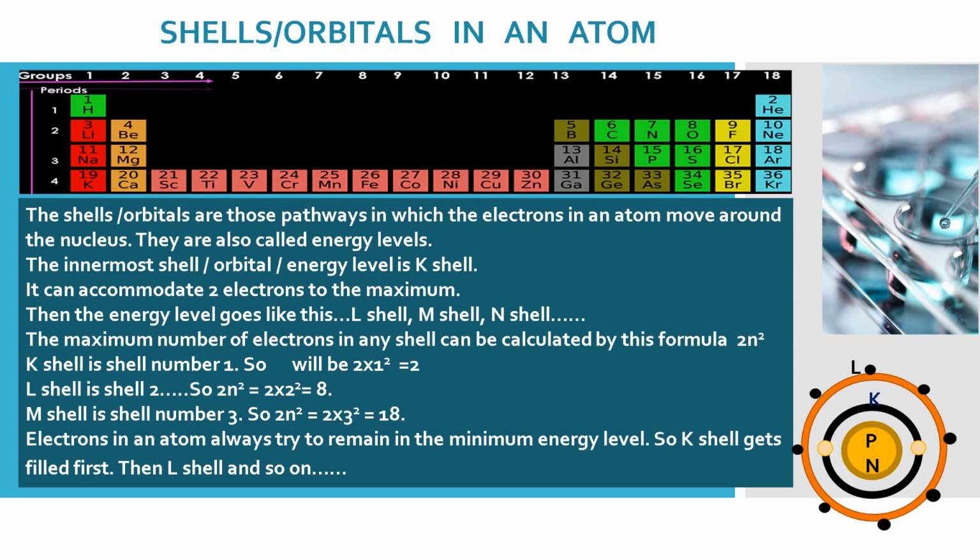So 2 into 1 squared will be 2. So that is why K can accommodate only 2 electrons. L shell is shell number 2. So 2n squared for L shell will be 2 into 2 squared, that will be equal to 8. So L shell can accommodate a maximum of 8 electrons. M shell is shell number 3. So 2n squared for M shell will be 2 into 3 squared, which will be equal to 18. Electrons in an atom always try to remain in the minimum energy level. So in any atom, the K shell gets filled first, then L shell, and so on.